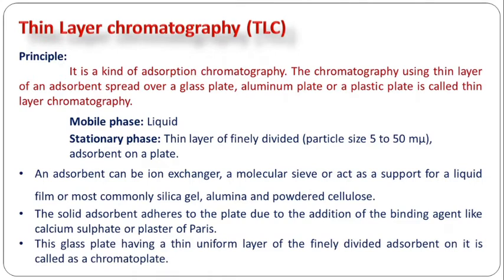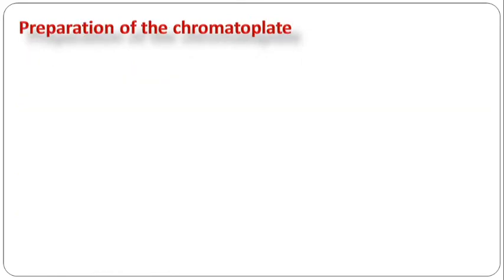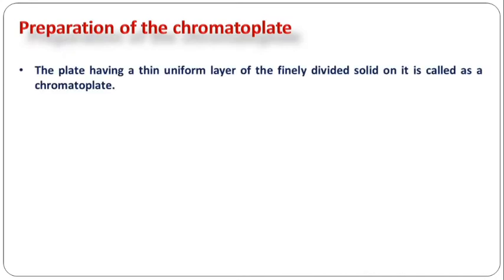The glass plate having a thin uniform layer of the finely divided adsorbent on it is called a chromatoplate. So the plate formed after the formation of the thin layer on its surface is called a chromatoplate. Now how to prepare the chromatoplate? We'll see the procedure for the preparation of chromatoplate. The plate having a thin uniform layer of the finely divided solid on it is called a chromatoplate. The plate may be glass, aluminum or plastic.